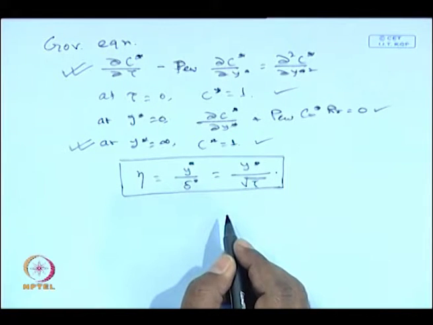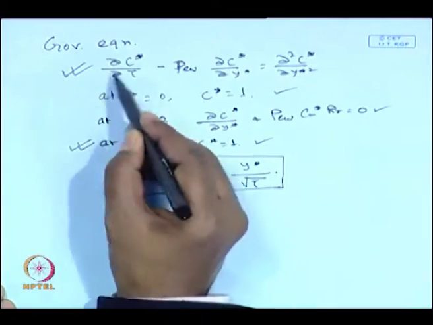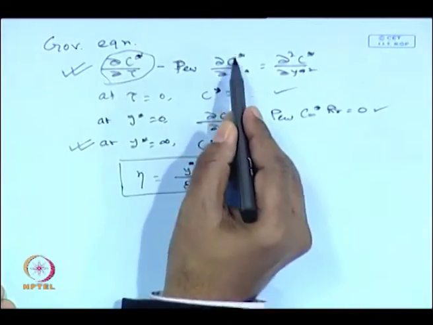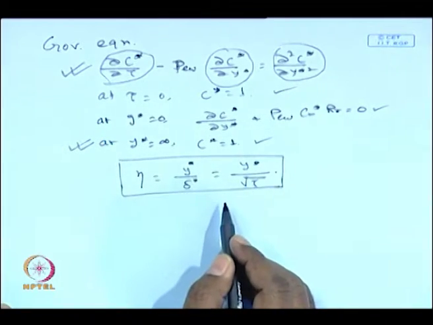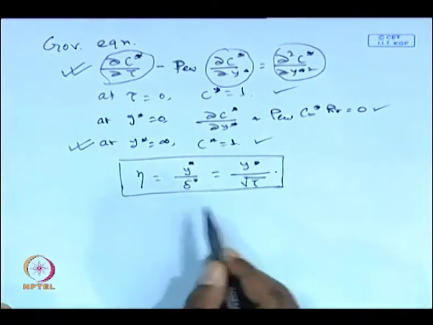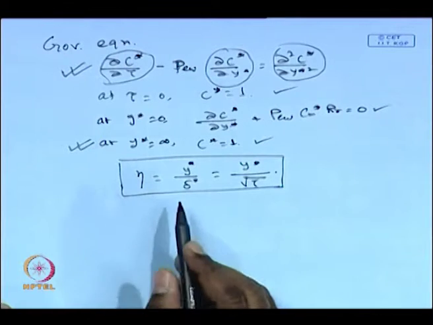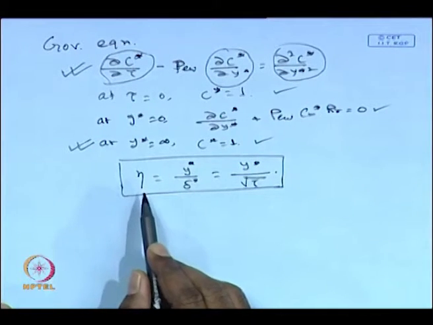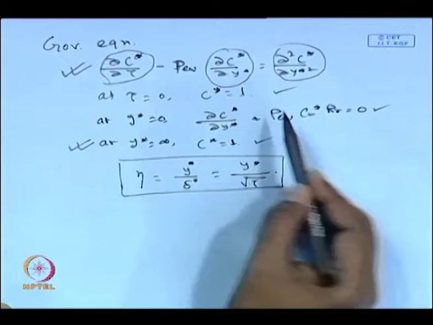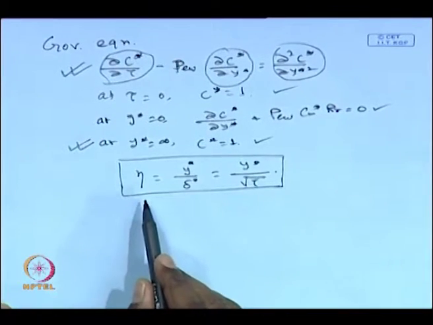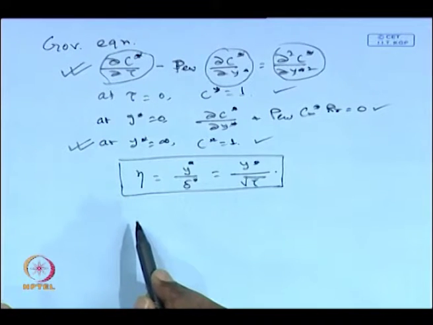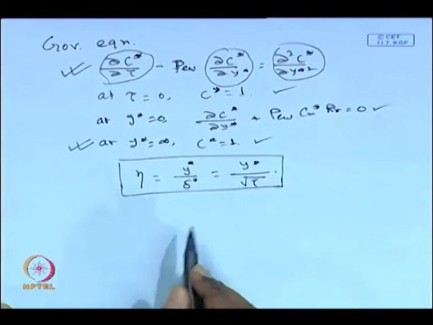So, what is left now? What is left is basically to express the partial derivatives in the original coordinate system in terms of the similarity parameter or combined variable parameter eta. So, instead of two independent variables y star and tau, you will be having a single variable eta, and the resultant equation will boil down into an ordinary differential equation.